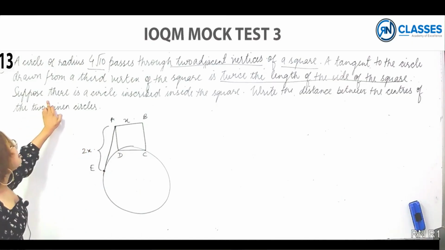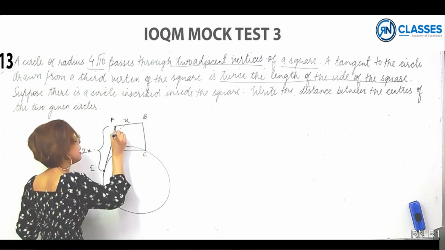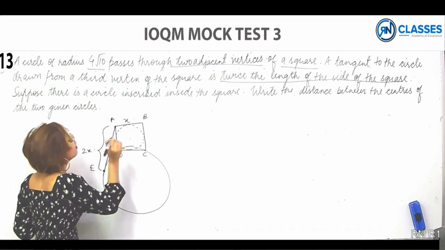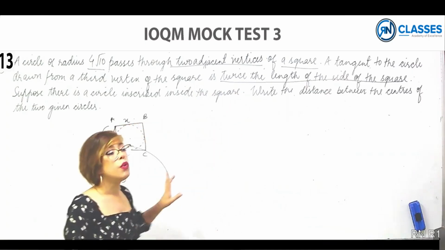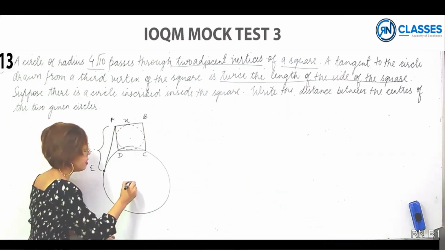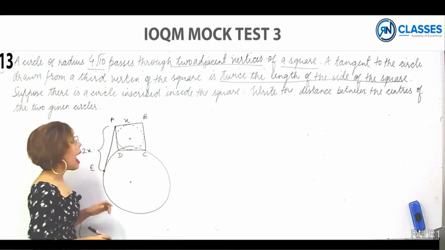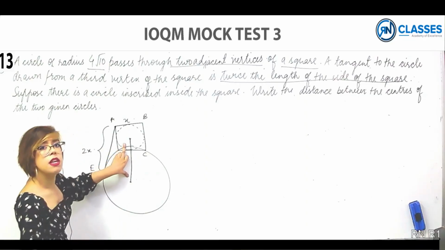Cool. Now he says suppose there is a circle inscribed inside the square. So my circle is supposedly like this, inscribed. So touching all the sides. Cool. Write the distance between the centers of the two given circles. So one circle is given to be this, right? Suppose the center is here. The other circle is this. Suppose the center is here, right? I am interested in finding out this distance, the distance between the centers, right?